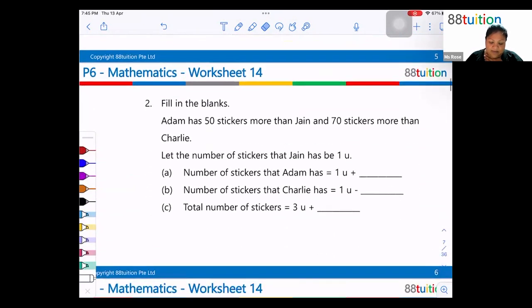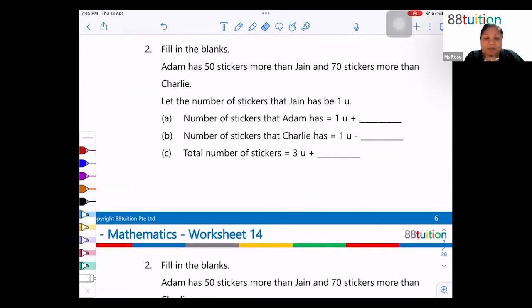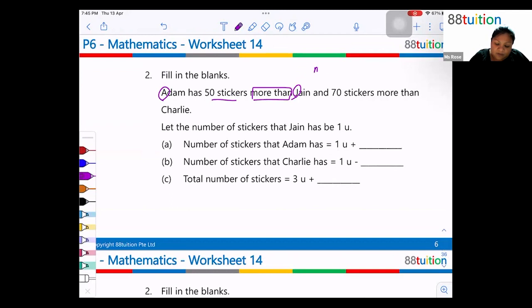No? Okay. Now comes, how do we then, so we did just now the x and y. So now we're applying these concepts to the questions. So I saw some of you done it, and well done for those who got it right. Okay, let's have a look at the question. So Adam has 50 stickers more than Jane. So if I were to draw a model, Adam has 50 stickers more than Jane. And 70 stickers more than Charlie.